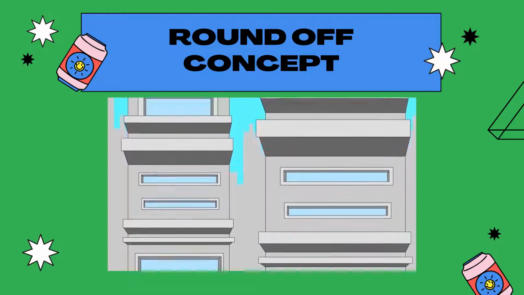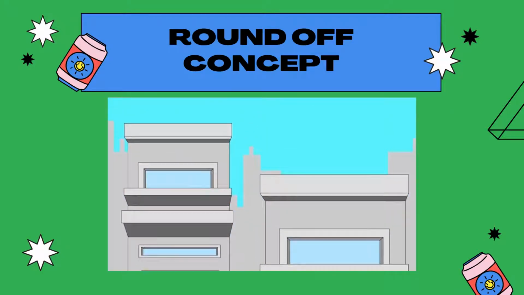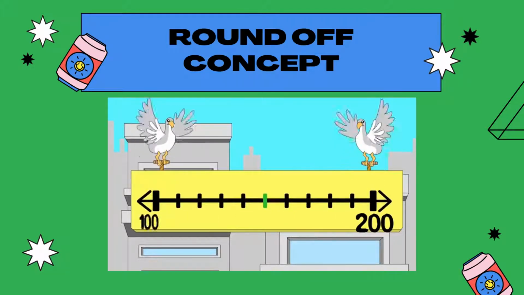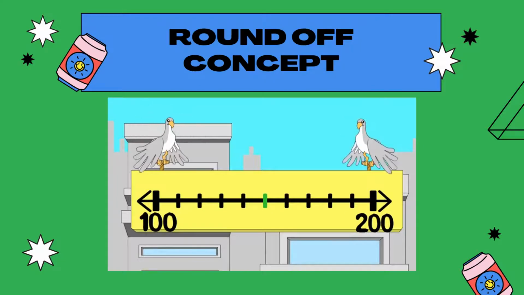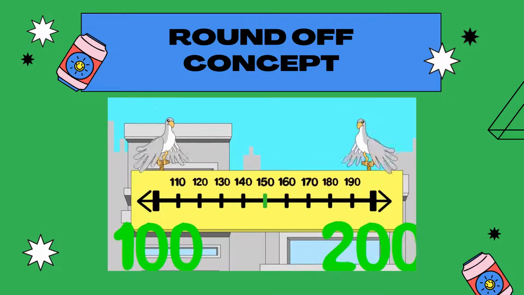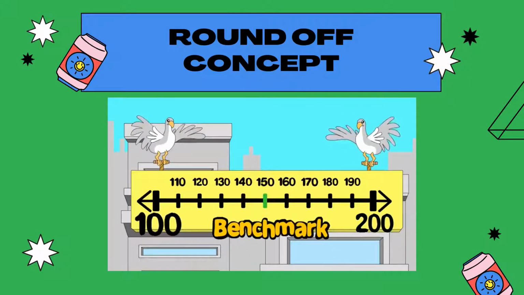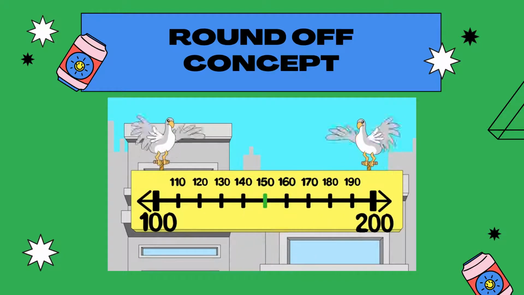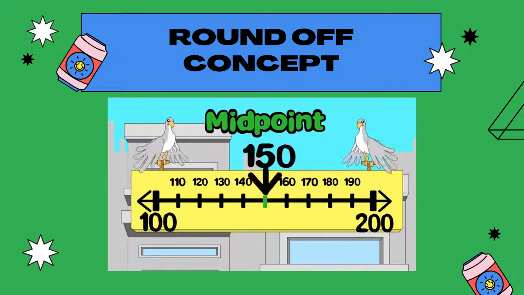Here are some useful things to know. You can show any number on a number line. Numbers to the right have a greater value than numbers to the left. The nearest hundred on either side of our number is a useful benchmark. And the midpoint is the number that is halfway between two benchmarks.